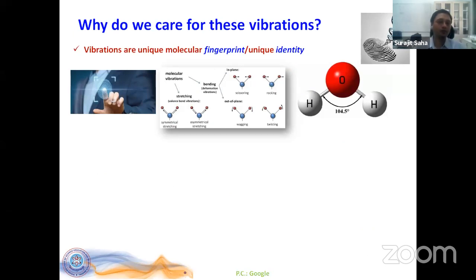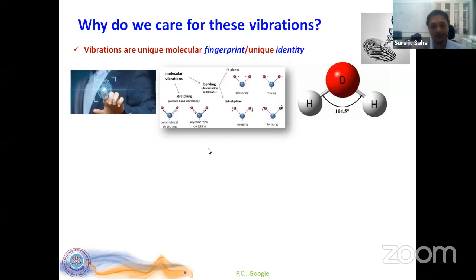So before we move on, let's ask this question. In molecules there are these vibrations, and in crystals also there are these vibrations. But why do we care about these vibrations? As I said, the moment a molecule or a crystal is kept at a finite temperature, these atoms vibrate, and that is what gives rise to these normal modes of vibrations. But why do we care? Now, there's a very important, very profound implication of this vibration.